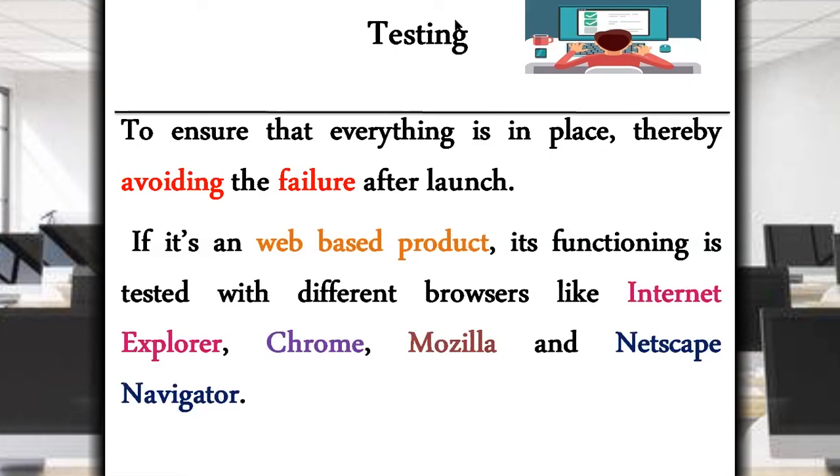If it is a web-based product, its functioning is tested with different browsers. Of course, you know what browsers are. To surf information on the internet, we use browsers. Suppose we are going to launch your multimedia project on the internet. So we have to check that in browsers like Internet Explorer, Chrome, Mozilla, and Netscape Navigator. Why do people check in all the browsers? Because some browsers may support some kinds of file formats, and some browsers may not support some kinds of file formats. We are going to check that in your web-based product.